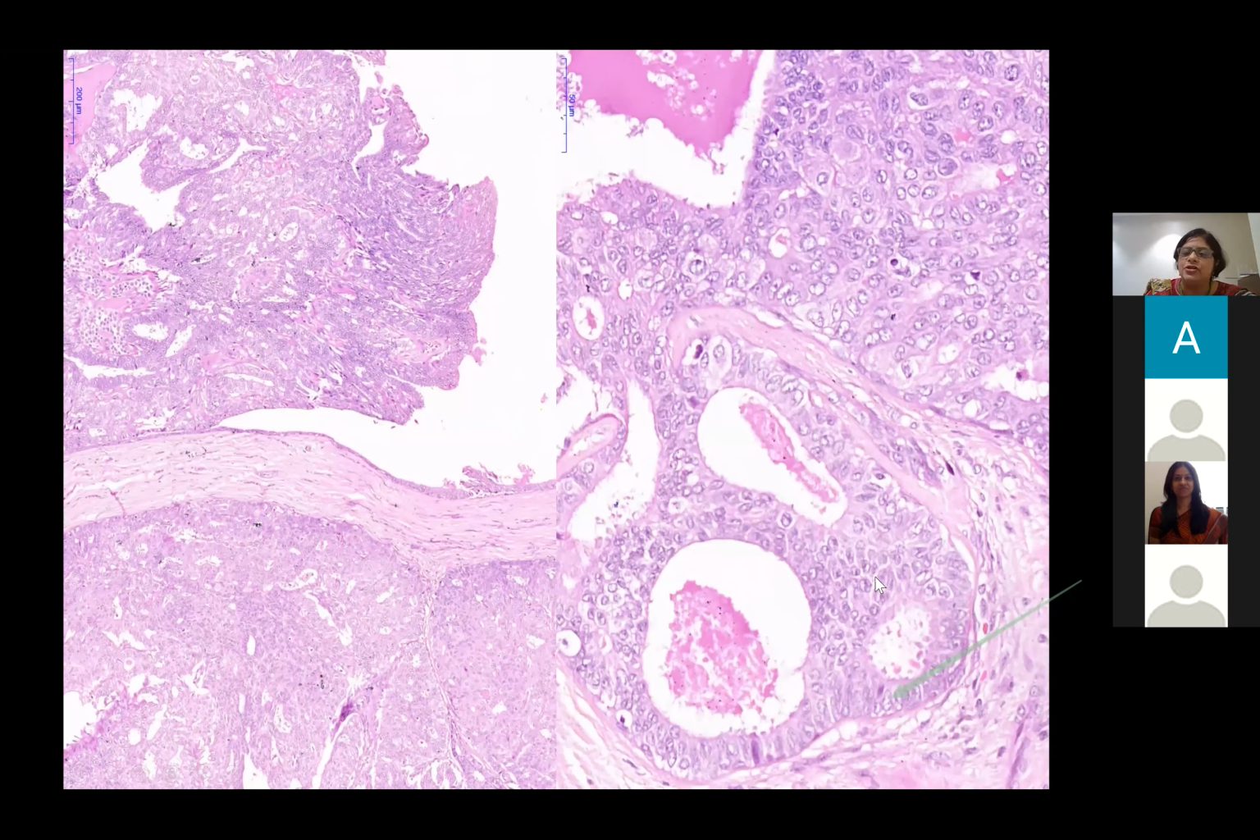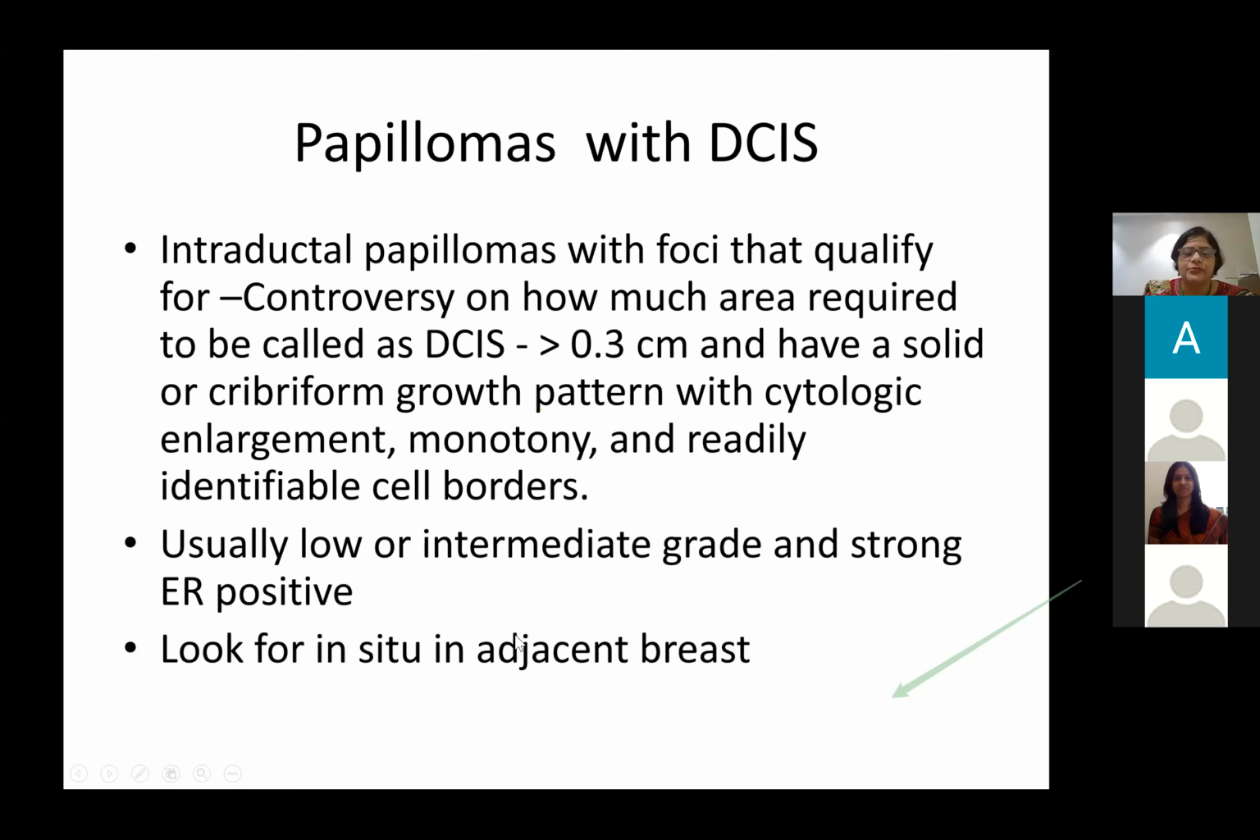In this particular patient, it was definitely very easy to diagnose because the criterion is that 0.3 centimeter of the papilloma at least should have this DCIS to call it papilloma with DCIS. So ADH and DCIS are the same. Only ADH is a smaller lesion and DCIS, low grade DCIS. Usually these are low to intermediate grade DCIS. They're very strongly ER positive, but the clue is that when you get such a lesion, always look for in situ carcinoma in the adjacent breast.